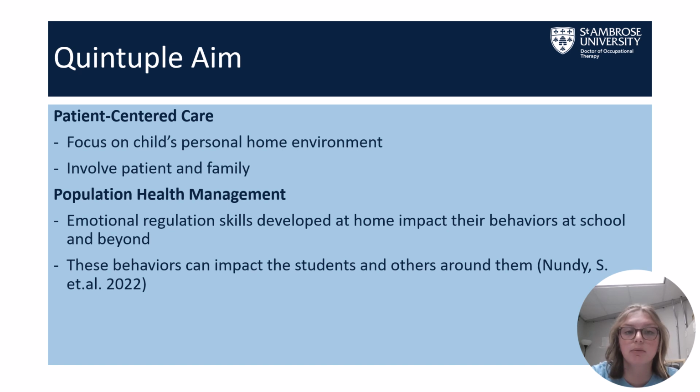Now, for population health management, the emotional regulation skills children develop at home impact their behaviors in school and beyond. Poor emotional regulation can lead to behavioral issues, academic struggles, and peer conflict, which in turn affect classroom dynamics and school climate. By addressing home-related factors early, we can promote better emotional outcomes at a population level, ultimately reducing the burden on educational and behavioral health systems.